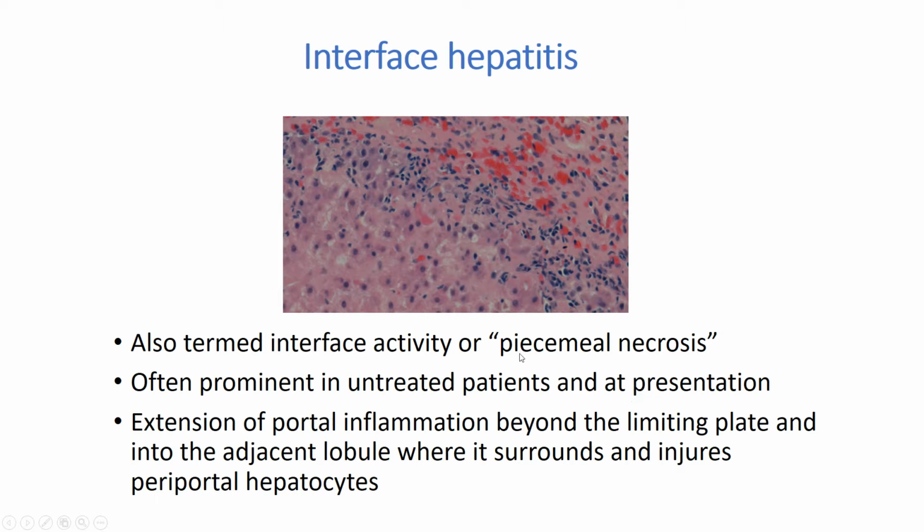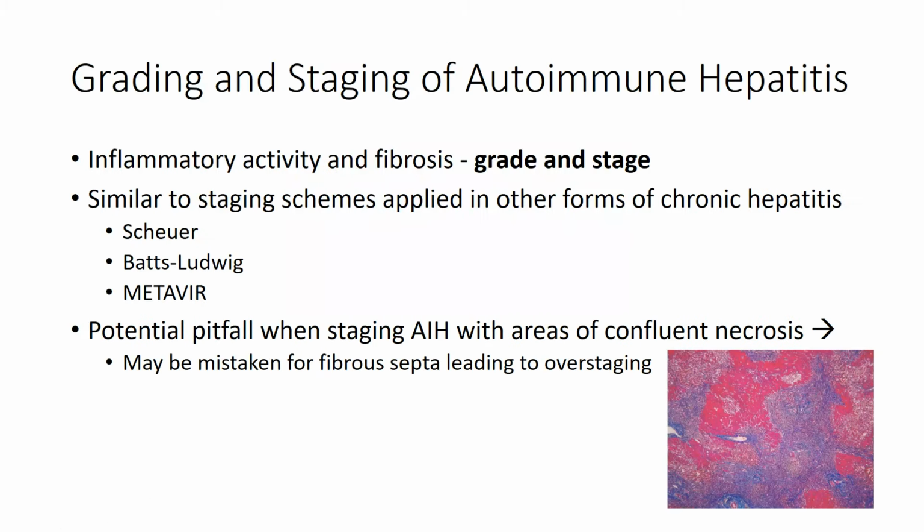So there is extension of portal inflammation beyond the limiting plate and into the adjacent lobule, where it surrounds and causes injury to the periportal hepatocytes. That's the definition of interface hepatitis. What about the grading and staging of autoimmune hepatitis?